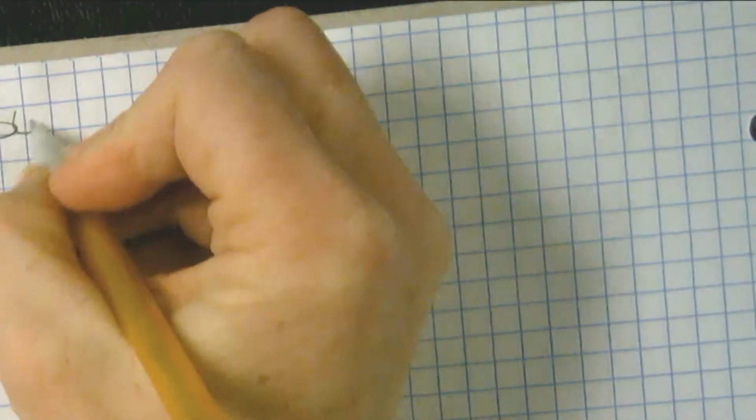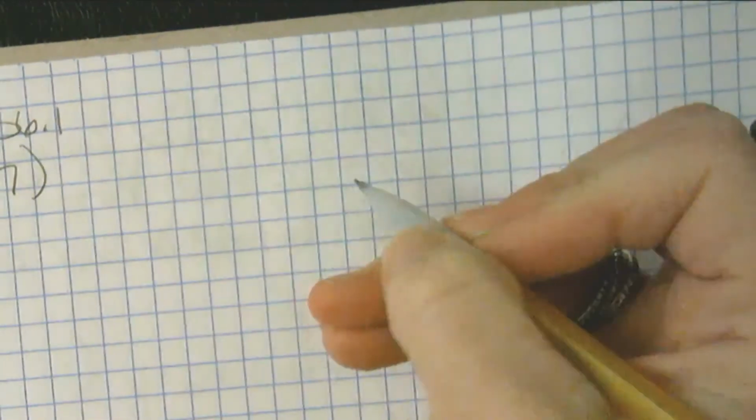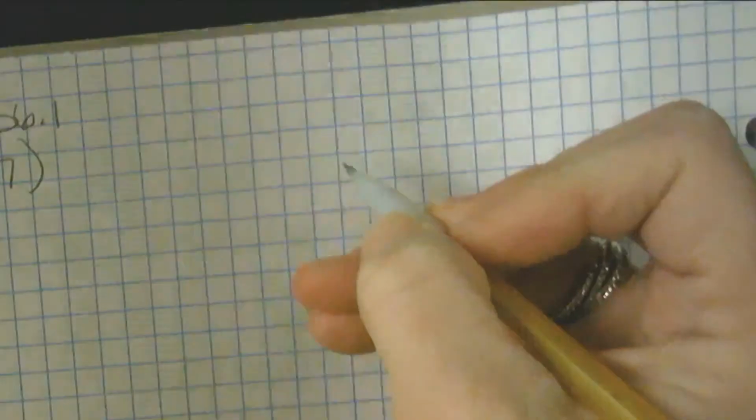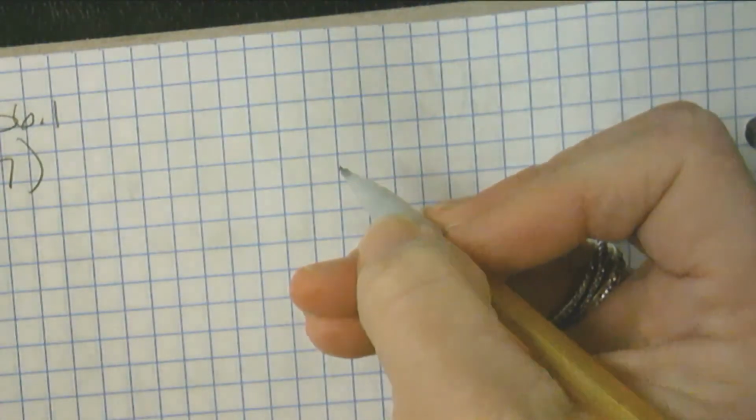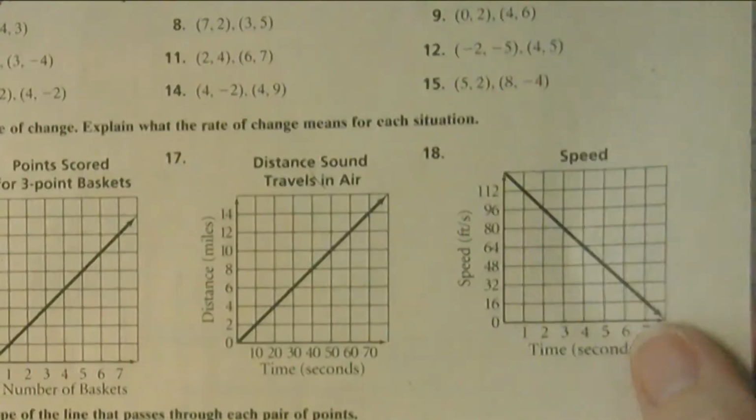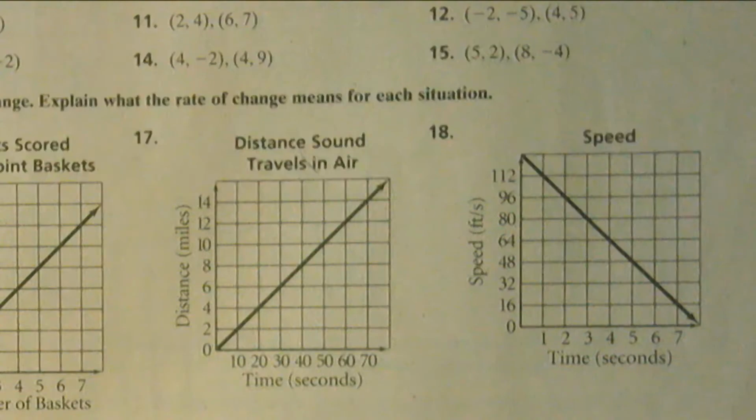Let's take a look at number 17. All right, so for number 17, they gave us this graph. And the directions were find the rate of change, and then say what the rate of change means.